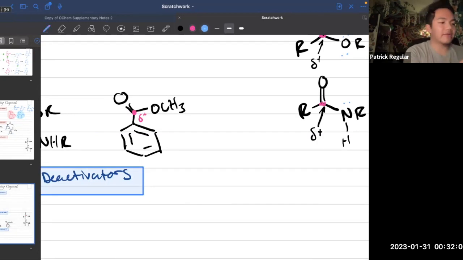So if you were to have our ortho-para carbocations, well, look at that. We're putting a positive charge near a partially positive charge. That's not very stable. In contrast, if we had a meta situation, we would have positive charges being spread out away from that partially positive charge. All right.